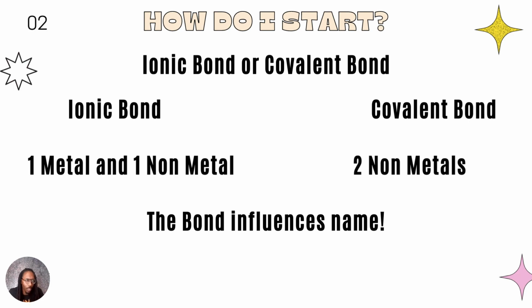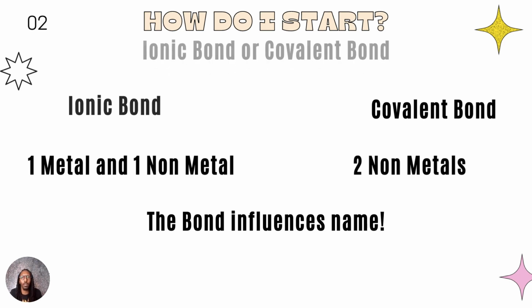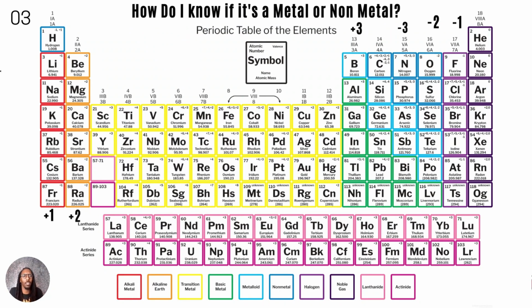To give this away quickly, ionic bonds have one metal and one nonmetal. Covalent bonds have two nonmetals. So the bonds will influence the name. Once again, ionic bonds have one metal and one nonmetal element. Covalent bonds have two nonmetal elements. That's essentially it. Okay, so, Dr. J, how do you know if it's a metal or nonmetal? Great question. Let's talk about it.